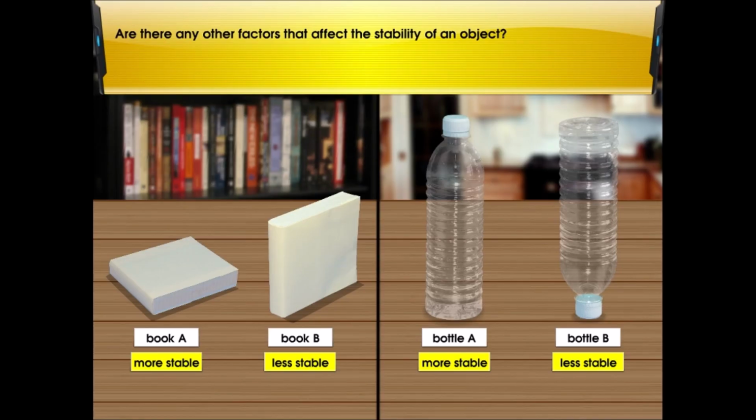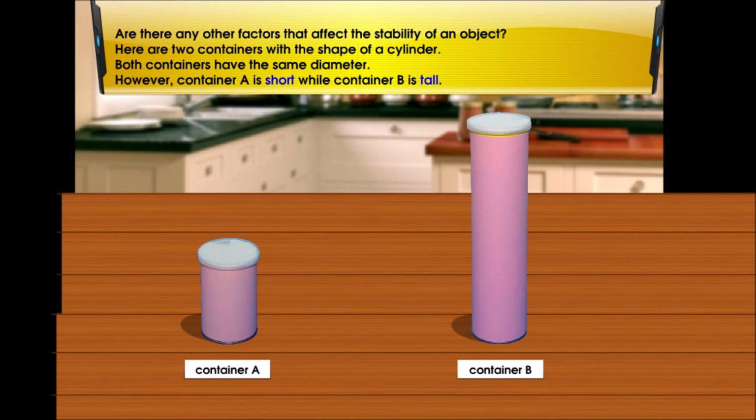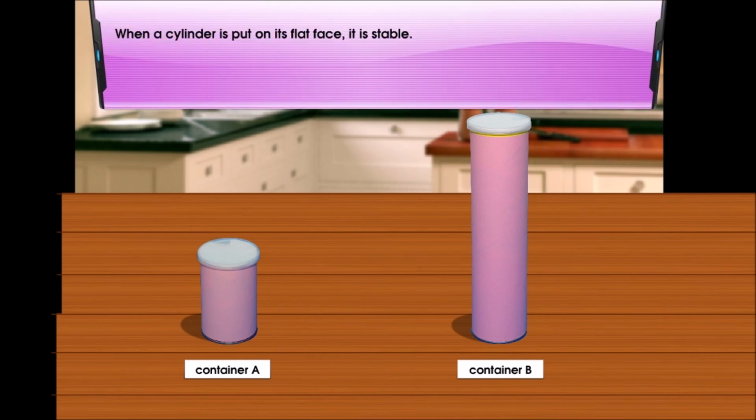Are there any other factors that affect the stability of an object? Here are two containers with the shape of a cylinder. Both containers have the same diameter. However, container A is short while container B is tall. When a cylinder is put on its flat face, it is stable.